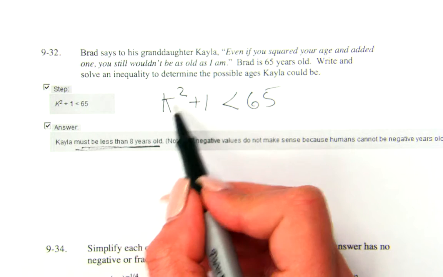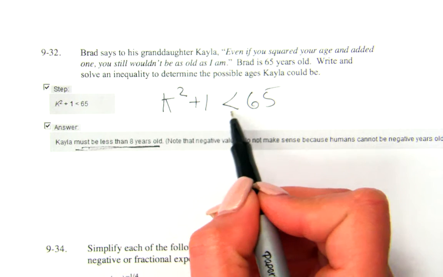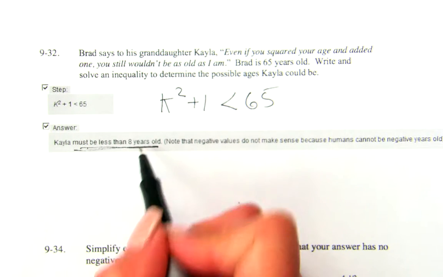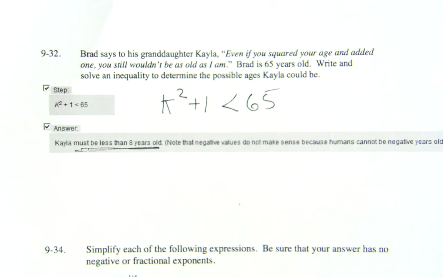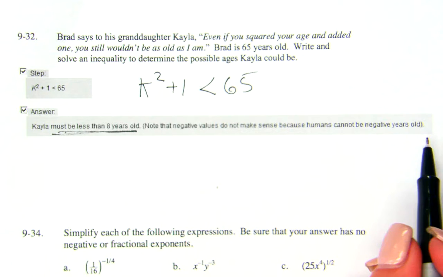Because if you put 8 in here, it'd be 8 squared plus 1, which would be 64 plus 1, which is 65. 65 cannot be less than 65. So she has to be less than 8 years old for this to work out. And obviously, she stops at 0 because otherwise you can't have negative numbers.